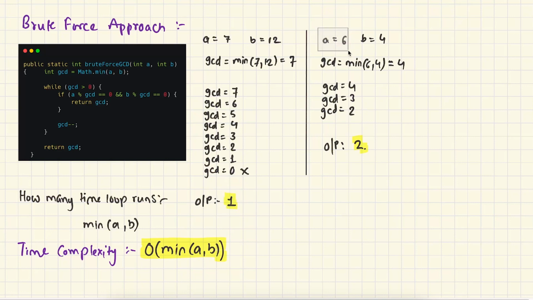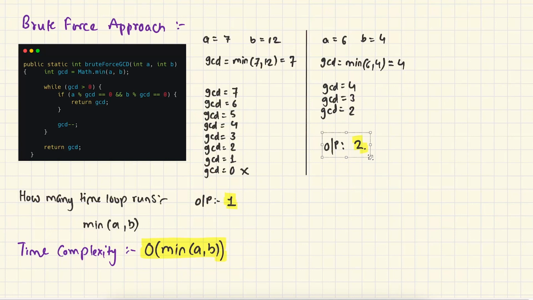Now let's see another example. Let's say the values of A and B are 6 and 4. The minimum of 6 and 4 is 4, so we start our loop with 4. We check for 4, then we decrement 4 to 3 and check if 3 divides 6 and 4 or not. If not, we simply decrement 3 to 2, and in the case of 2, we check if 2 divides 6 and 4. 2 simply divides both 6 and 4, so we simply have to return 2. It means 2 is the GCD of 6 and 4.